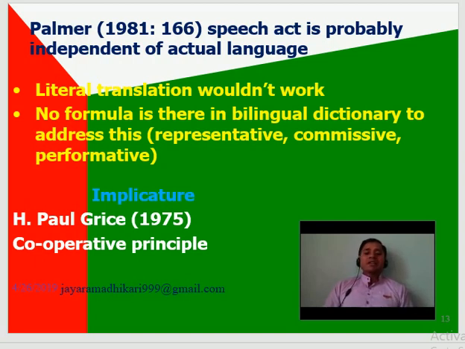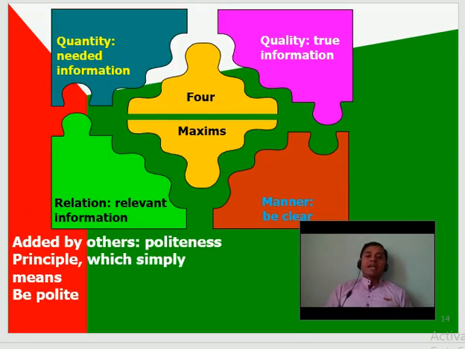So now the next topic I would like to talk about here is implicature. In this context, H. Paul Grice 1975 has talked about cooperative principles. According to him, there are four maxims of communication. They are quantity, which means we should give needed information to our listener. The next one is the quality maxim, that is, we should give only true information to our listener. The next one is the relation maxim, that means we should only deliver relevant information while talking. And the last one is manner, by which we mean we should be clear while talking.